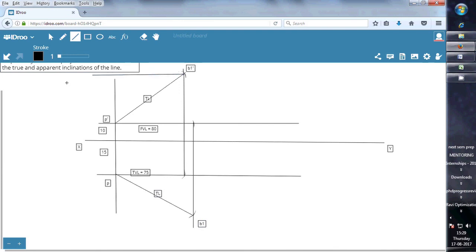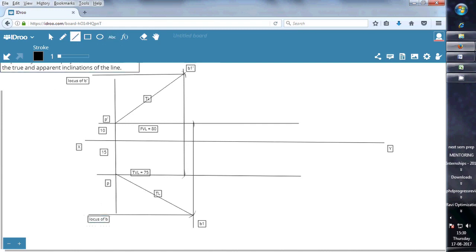Now we can draw the locus of point Q dash in the front view, passing parallel to XY through point Q1 dash. Similarly, we can draw the locus of point Q in the top view passing through the point Q1 parallel to XY. This is where we'll get the final projection points Q and Q dash.